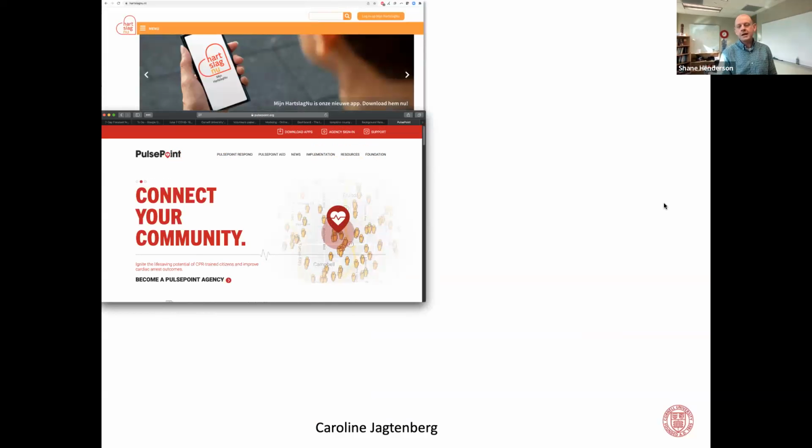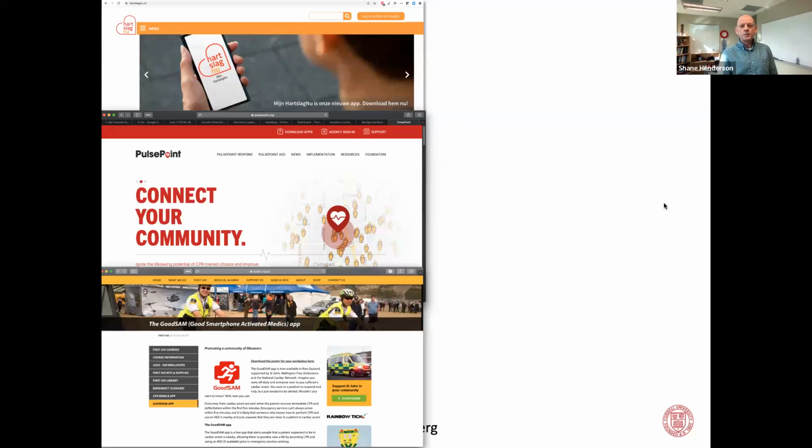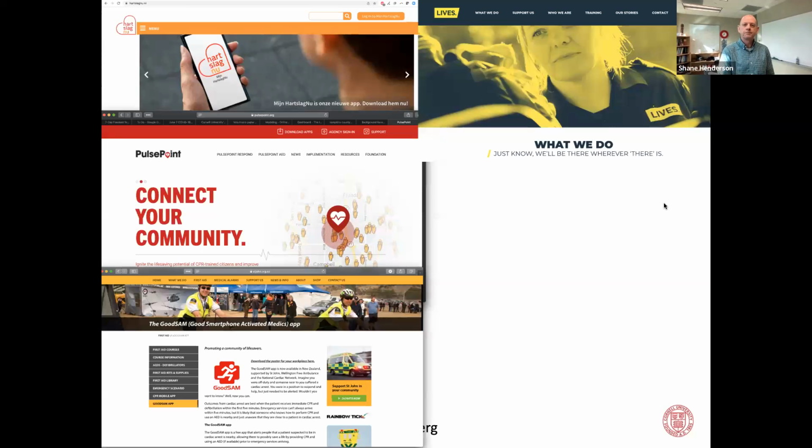PulsePoint is an application that runs in many locations in the US, and it is, again, sort of the same design. The one that we're most familiar with and the one where we have data is GoodSam. GoodSam was developed in the UK, and now it's running in a number of locations in Europe, the UK, New Zealand, and Australia. And we have data from New Zealand from St. John's Ambulance Service, which uses the GoodSam app as part of their service.